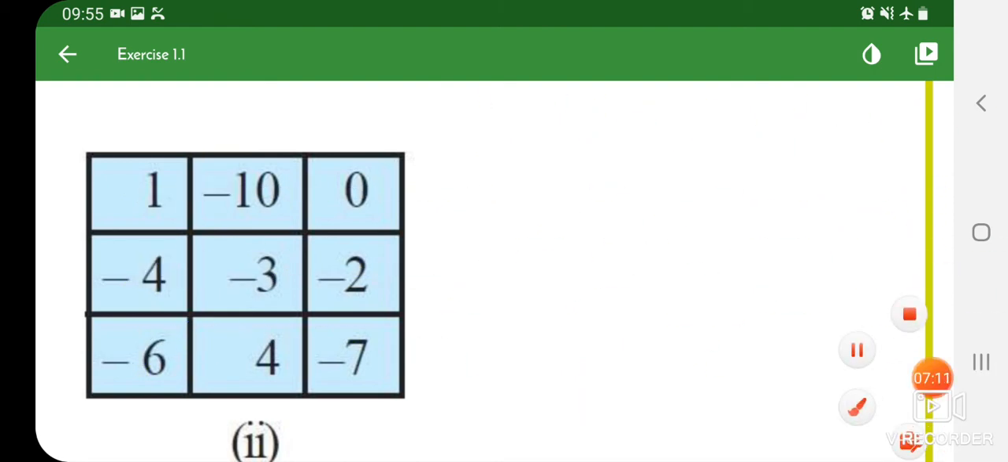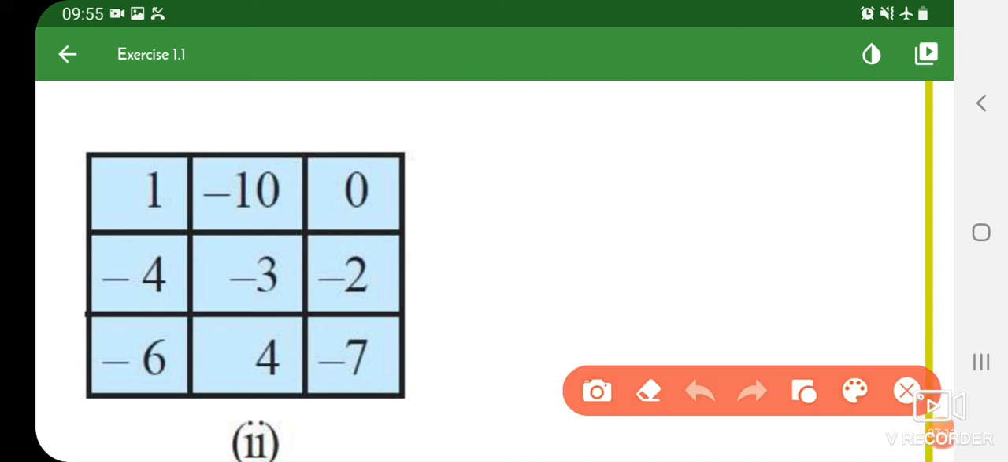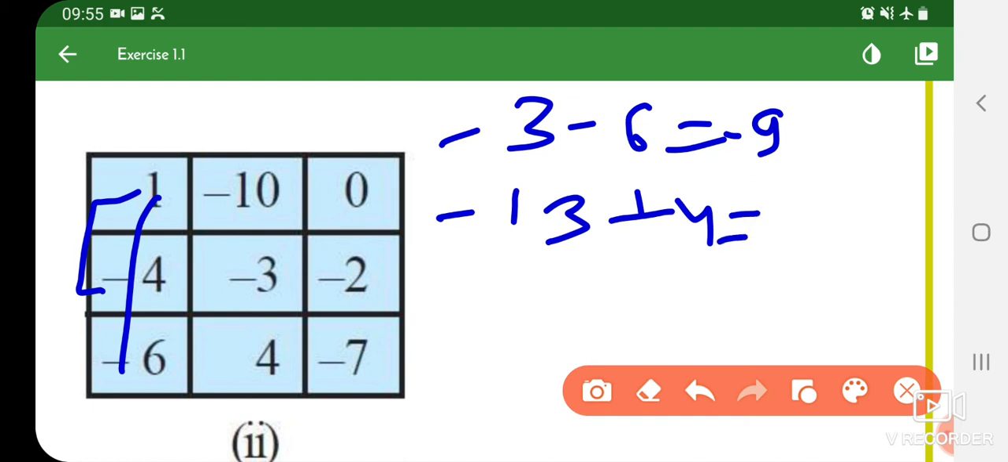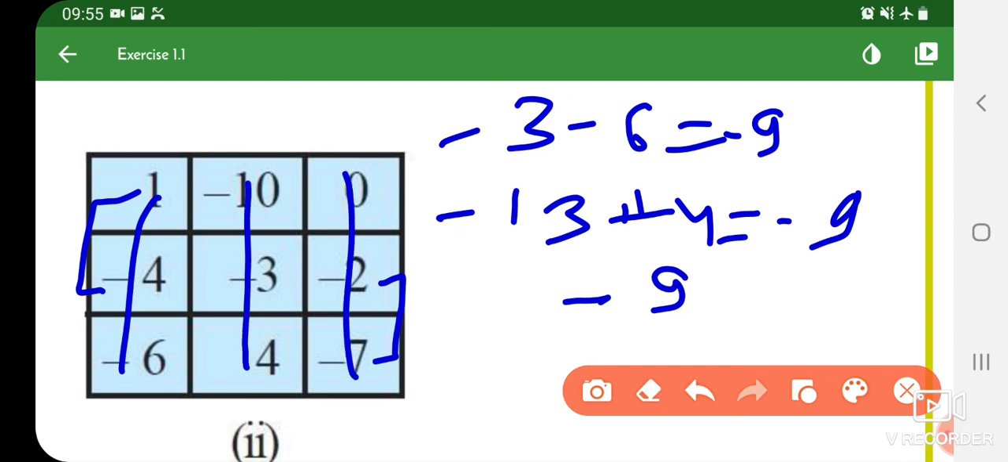Now check out a column. So this 1 and minus 4 is minus 3, and this minus 6 is minus 9. Minus 10 and minus 3 is minus 13 plus 4. This is also minus 9. This 0, minus 2 and minus 7. Minus and minus is plus, so 2 and 7 is 9, and put the minus symbol because both are minus. This column is also minus 9.